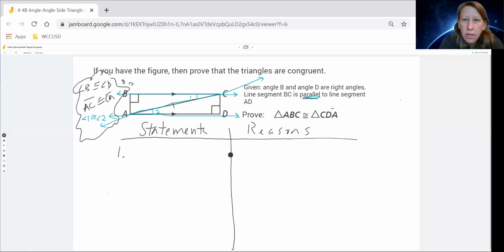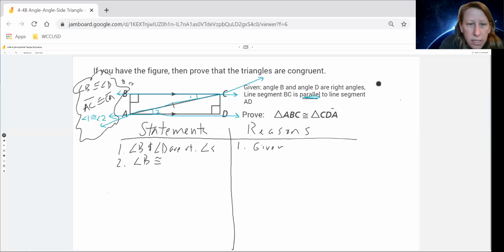So the first statement I'm gonna do is, yeah, I'll do angle, and I need to write a little smaller. Not sure how many steps this is, but I have quite a few things to fit in here. So angle B and angle D are right angles. Okay, that I read right here, angle B and angle D are right angles. So that's given to me. And what follows from that is that angle B is congruent to angle D. I'm just gonna follow that right up. So I have my first pair of angles.